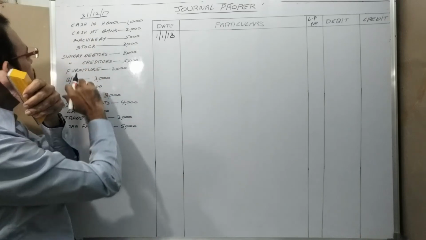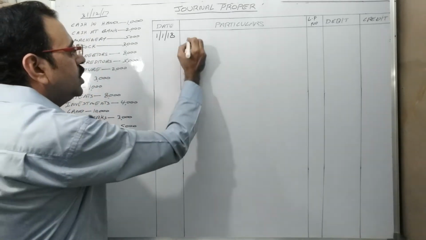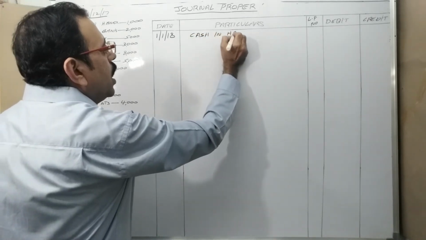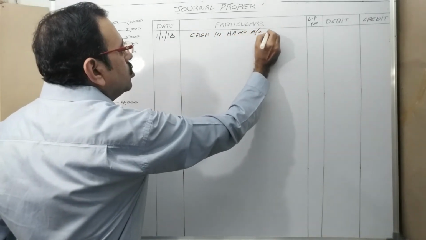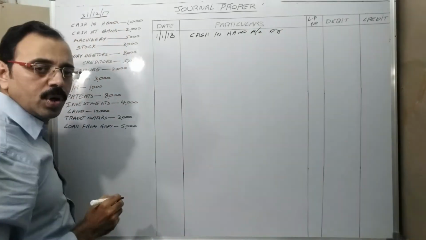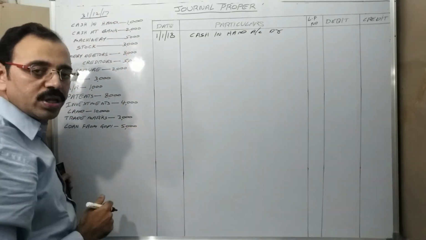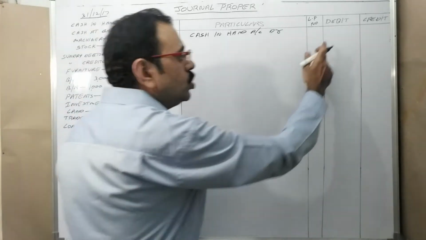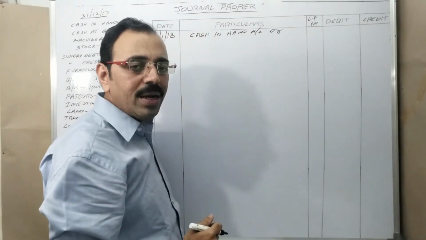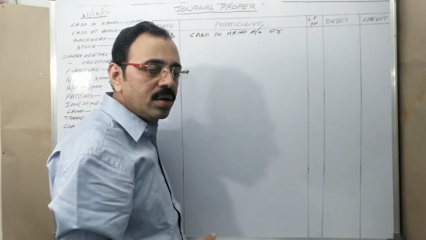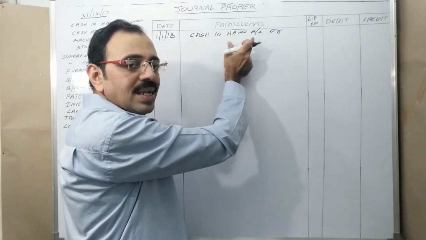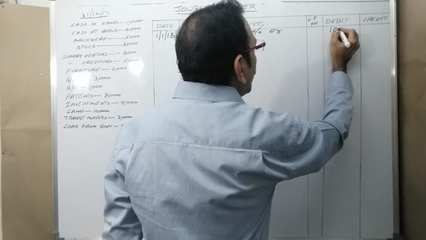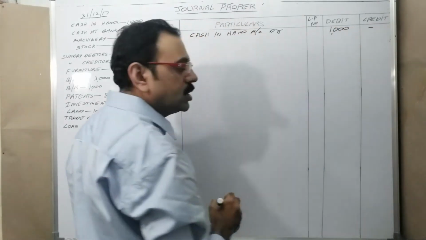First one, cash in hand. It is an asset. Therefore, cash in hand account debtor. Don't write 2 because other assets are also there. Then the amount is 1000 rupees. Now we have 2 amount columns, debit and credit. In which column should we write? If it is an asset, since an asset shows a debit balance, in the debit column we should write the amount 1000 rupees.